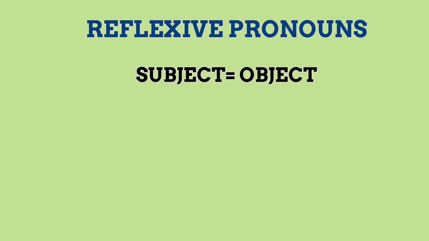Moving on to reflexive pronouns. They are also called object pronouns. They can never be subjects. So the question is, when do we use these? We use reflexive pronouns when the subject and the object of a sentence refer to the same thing. Let me show you an example.